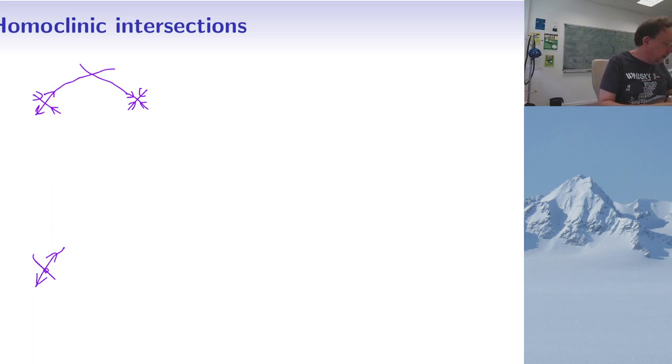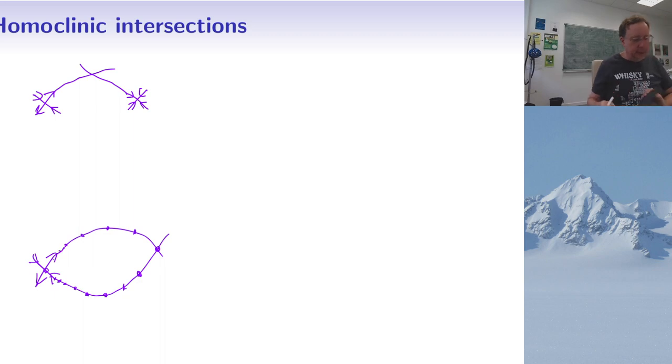So it's something like this. I have my unstable and stable manifold here. The unstable manifold does this, the stable manifold does this, and they intersect at a certain point. Now this point has an orbit forward in time that will approach the hyperbolic point, and also backward in time, it approaches the hyperbolic point.